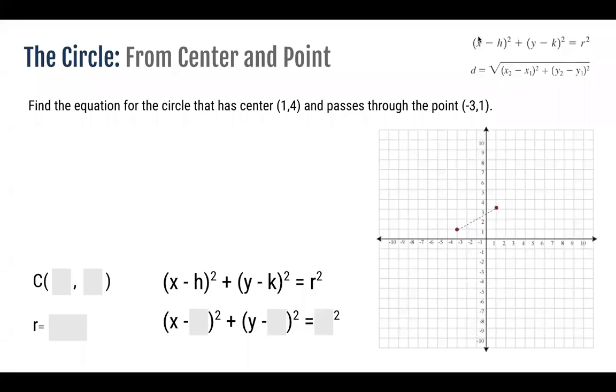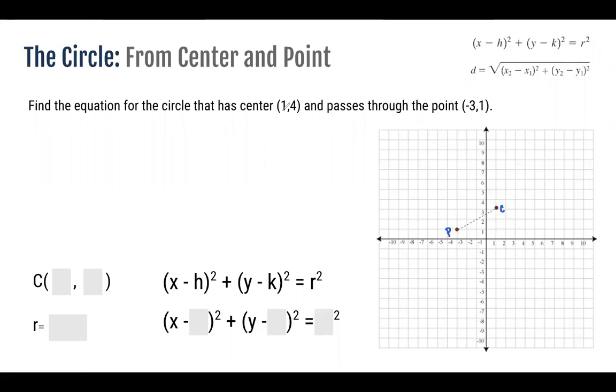Let's say that now you're given the center and a point on the circumference, a point x, y. So that means that the center is at (1, 4). So this right here is the center. And this is a point (-3, 1).